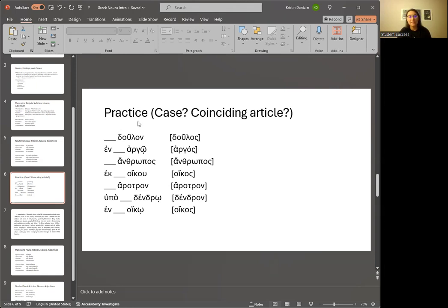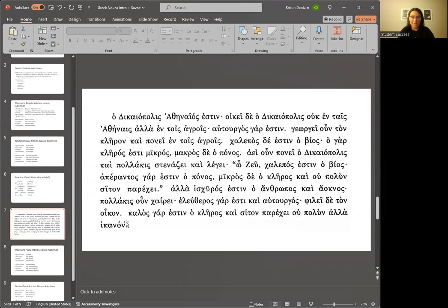So when you're practicing it, look for the case, look for the gender. I already gave you number. These are all singular. I'm not going into plurals. I'll save that for next time. So therefore, figure out the article. I'll send this out to you. And then, just for the fun of it, our old friend, our paragraph of Dicaeopolis, the Athenian.